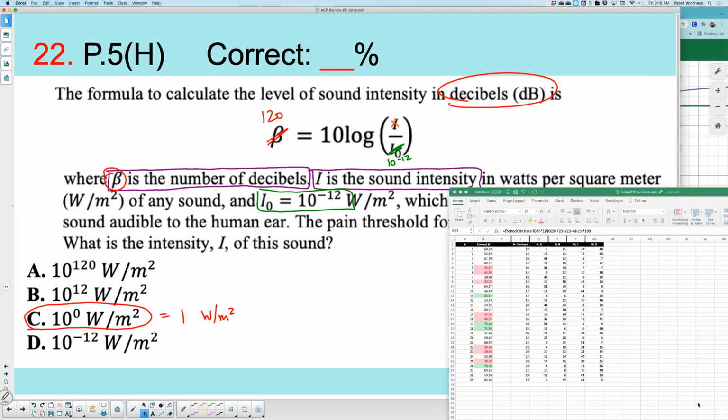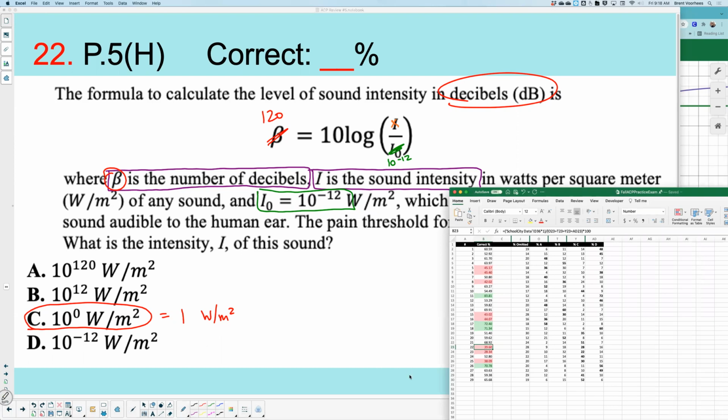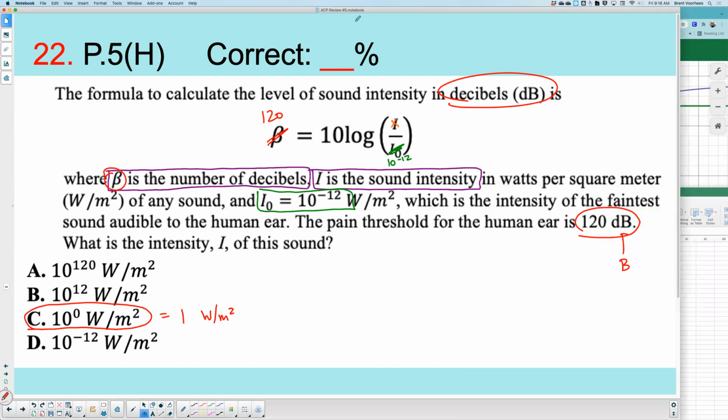This one was selected correctly. Let's see here. Only rounding 40% of the time. So that was also one of the next lowest scored problems.